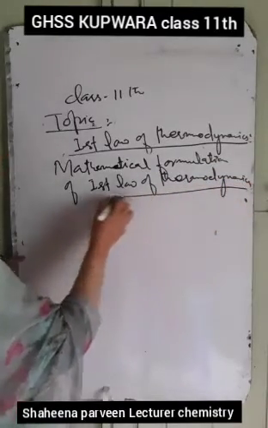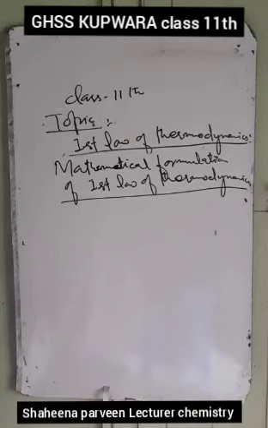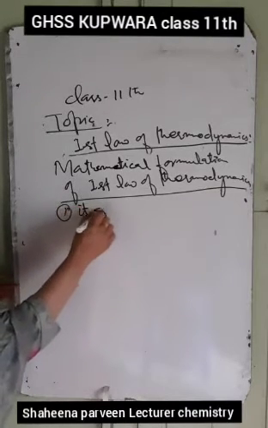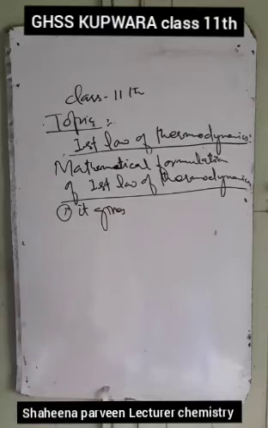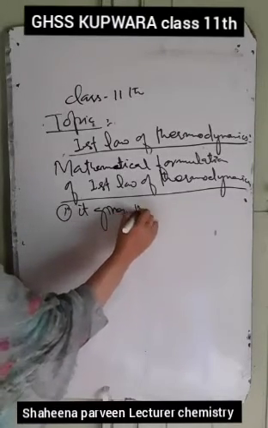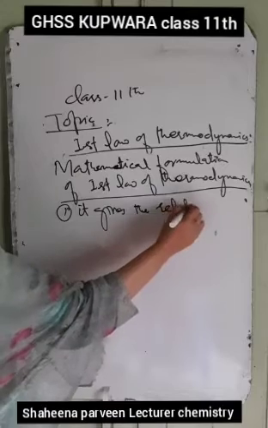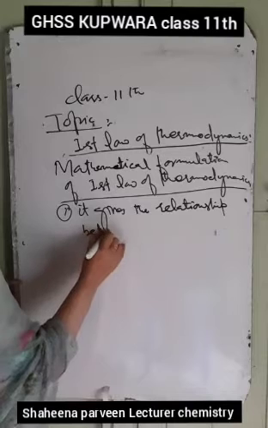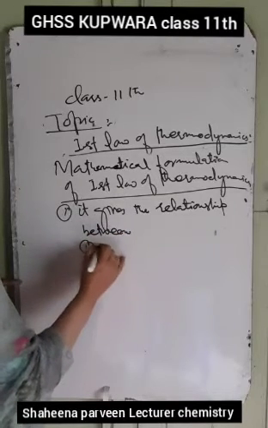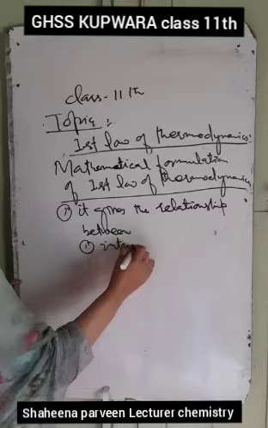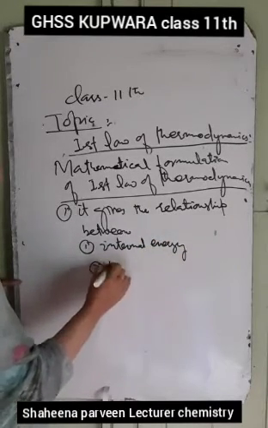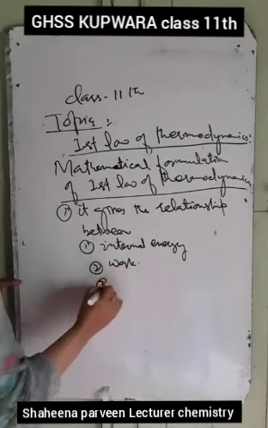This first law of thermodynamics gives us basically the relationship between the internal energy, work and heat. It gives us the relationship between number 1, internal energy, number 2, work, number 3, heat.